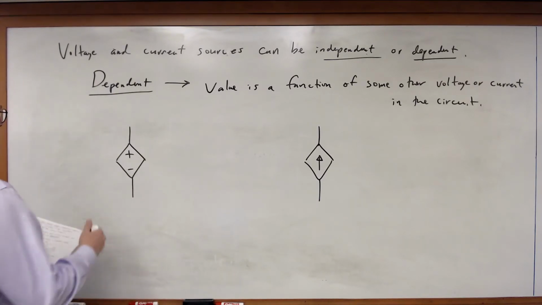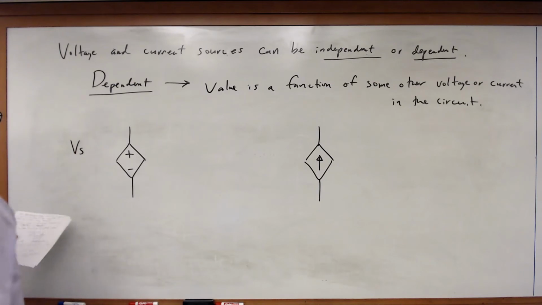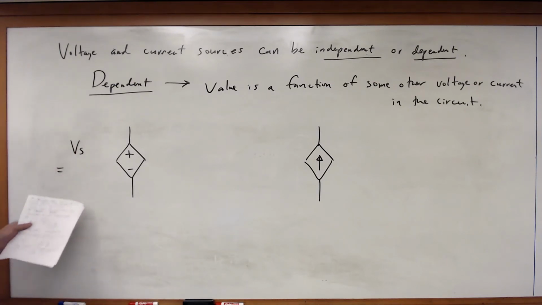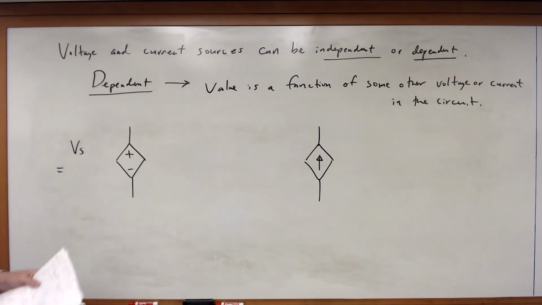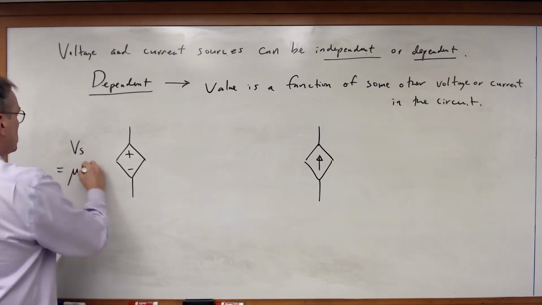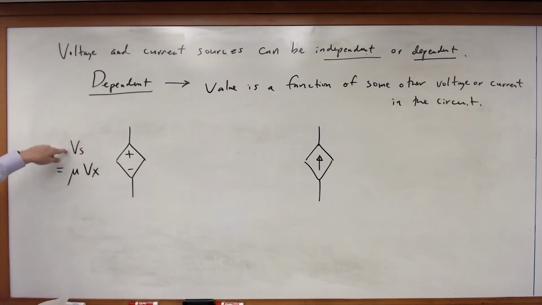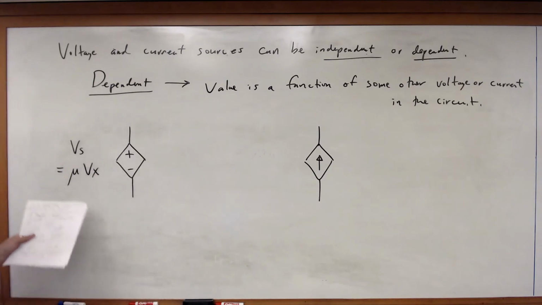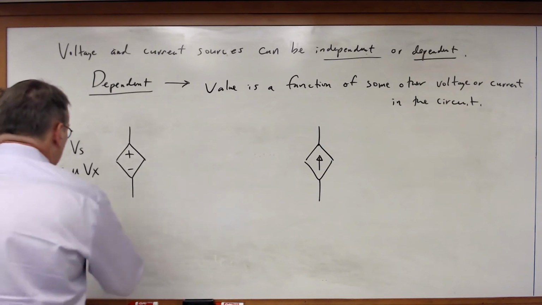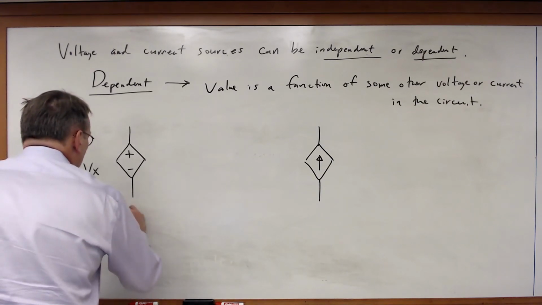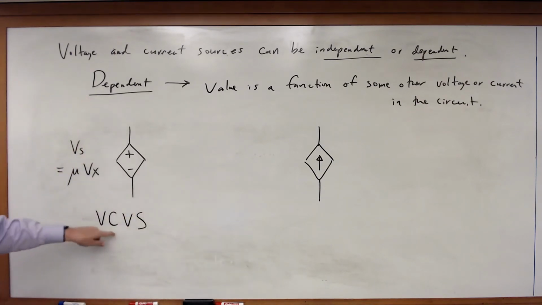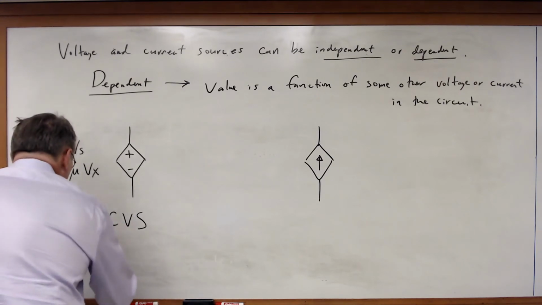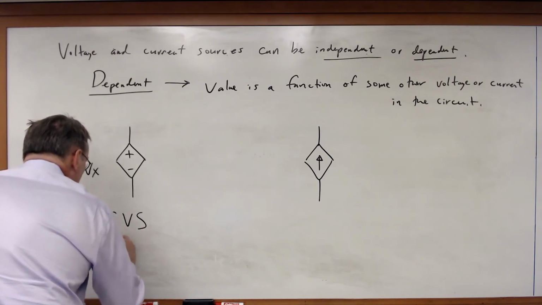So for example, in this case, Vs can be a function of some other voltage in the circuit. So I'm going to call that mu times Vx. So the value of the source is a function of this Vx, and this Vx is going to be defined someplace else in the circuit. So in this case, I call this a voltage-controlled voltage source, VCVS, voltage-controlled voltage source.